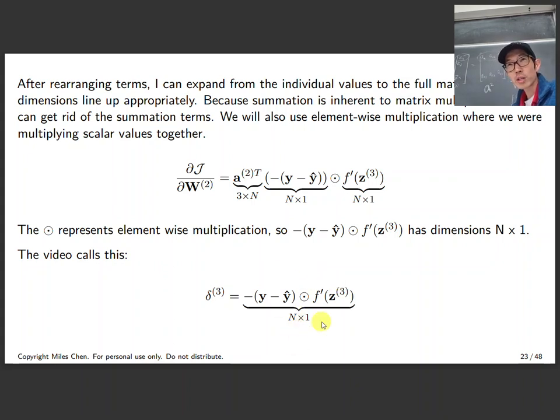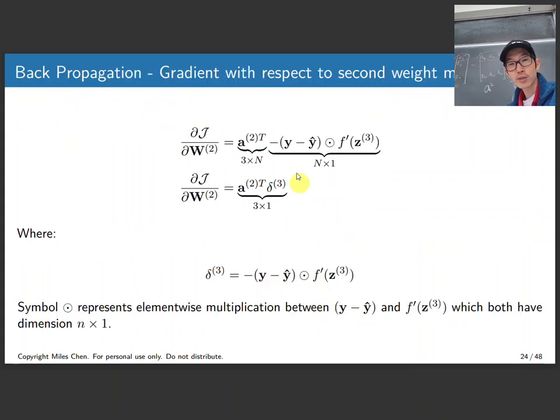If you watch the Welch Labs video, he also kind of does this. He kind of waves his hand and does it really quickly. But this is what we have. We have delta 3, and we'll call this that. So the final result is going to be A2 transpose times y minus y hat, element-wise multiplied by f prime z3, negative, and that's what we have there. Okay, let me give you your second review quiz answer. The letter D. D as in dog.